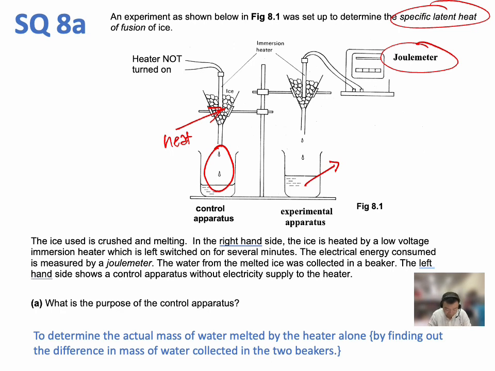So that's why the purpose of the control apparatus is to determine the actual mass of water melted by the environment alone. And then when you have the mass of the water melted during the experiment because of the heater, you can then subtract these two values to figure out the actual mass of water that melts purely because of the heat supplied by the heater only.